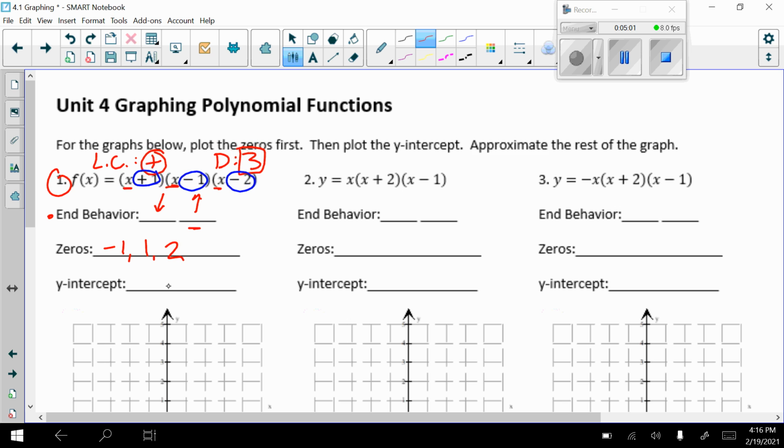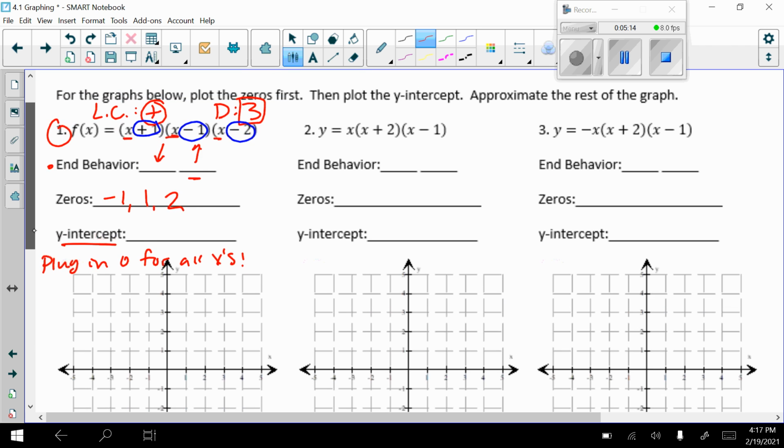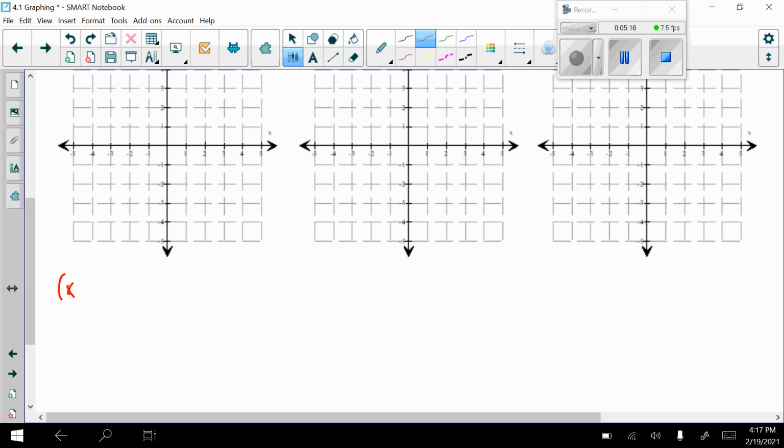All right. To get the y-intercept, what we're going to need to do is plug in 0 for all of the x's, and that's what the y-intercept is. So let's come down here and do that real fast. x plus 1, x minus 1, x minus 2. So I'm going to plug in 0 for all of the x's, and we'll see what happens. 0 plus 1 is 1, 0 minus 1 is negative 1, and 0 minus 2 is negative 2.